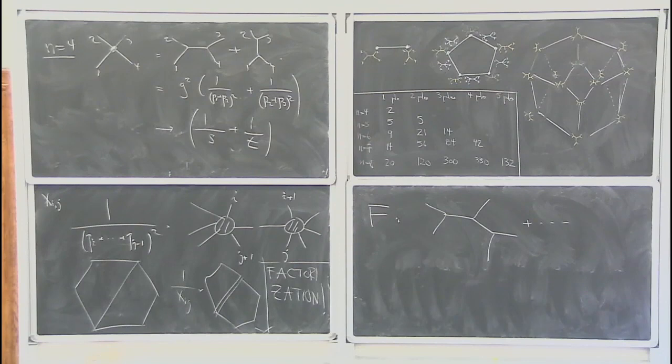Where are the poles? Just where x_ij goes to 0. And what happens on the poles? You factorize into the product of two lower amplitudes. So if factorization is the star, what you're most obviously led to is Feynman diagrams. Now, in fact, that's only if you're Feynman.